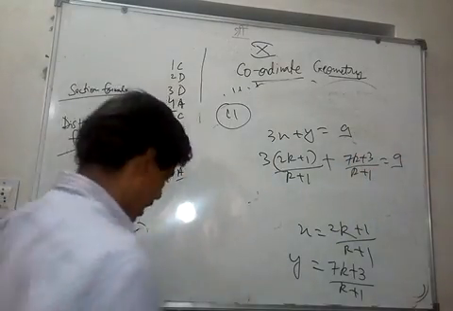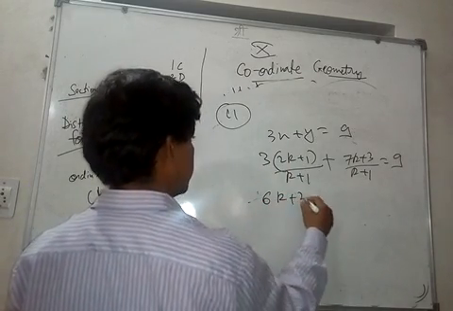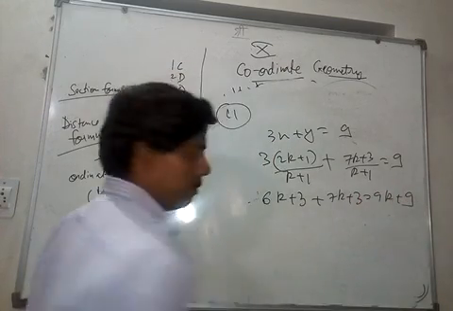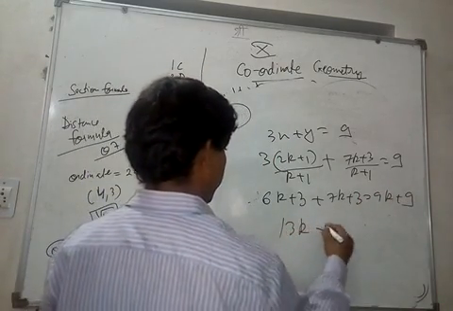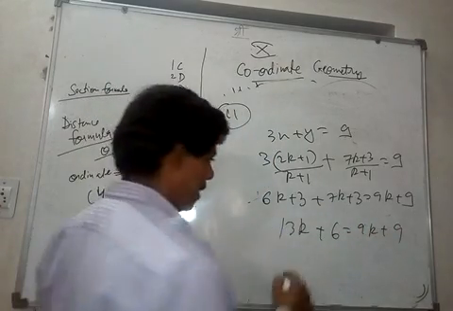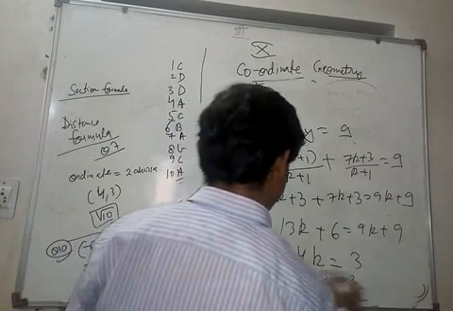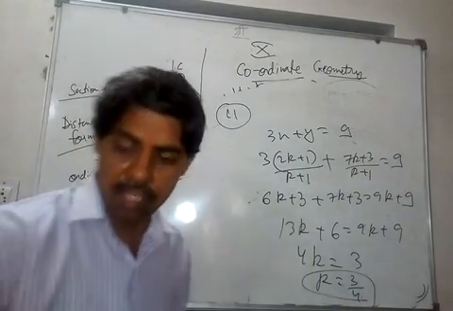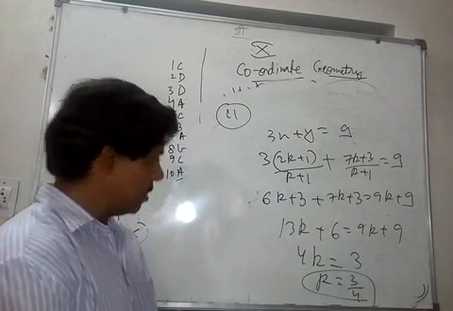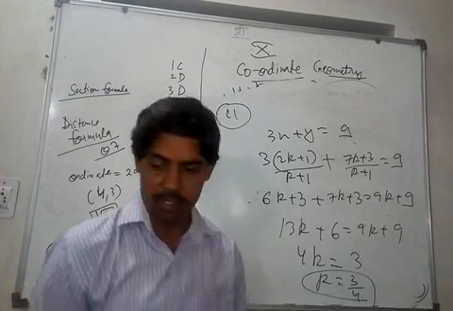Take k plus 1 as LCM. That will go that side. 6k plus 3 plus 7k plus 3 is equal to 9k plus 9. So we will get 13k plus 6 is equal to 9k plus 9, and we will get 13k minus 9k is 4k, and 9 minus 6 is 3, so k is equal to 3 by 4. So I think this is the answer, that is the ratio for question number 11. 3:4 is the answer. So you can try all the questions till question number 12 for this section formula.